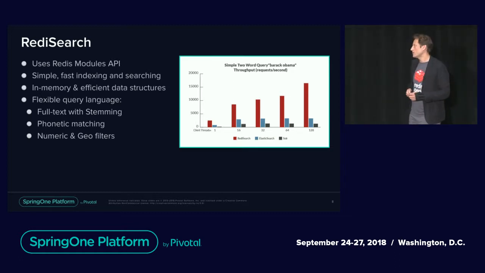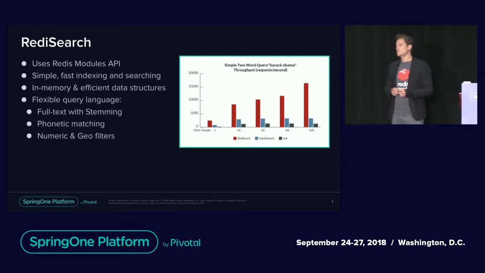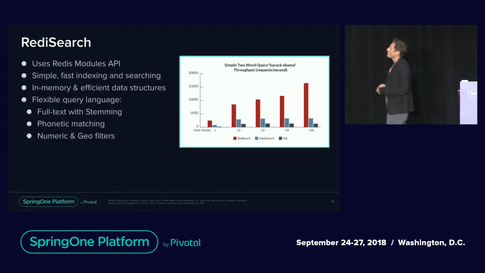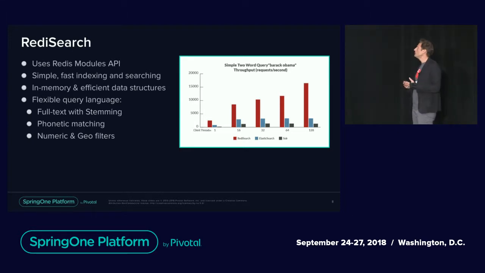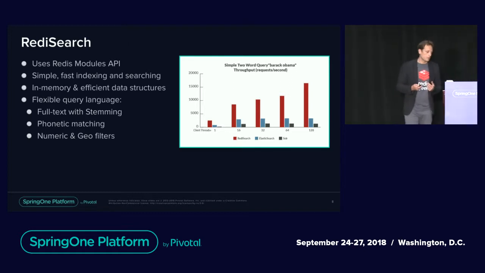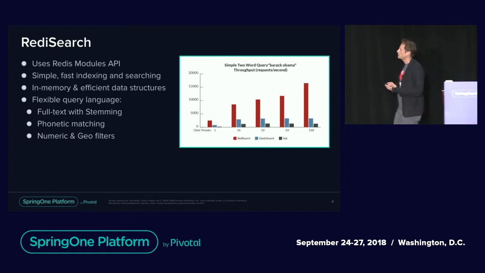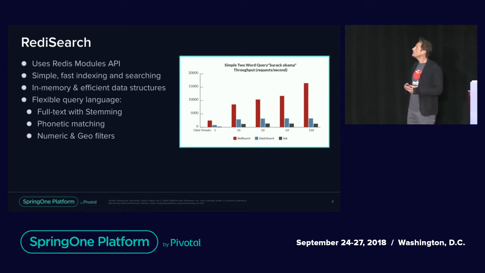Typically, when you look at Elasticsearch or other Lucene-based search engines, you will see a lag between the time you index a document and the time it's available for searching. In this case, it's all real time. So we have in-memory data structures that are very efficient, and we offer a flexible query language on top of that, of course, that provides full-text searching with stemming.